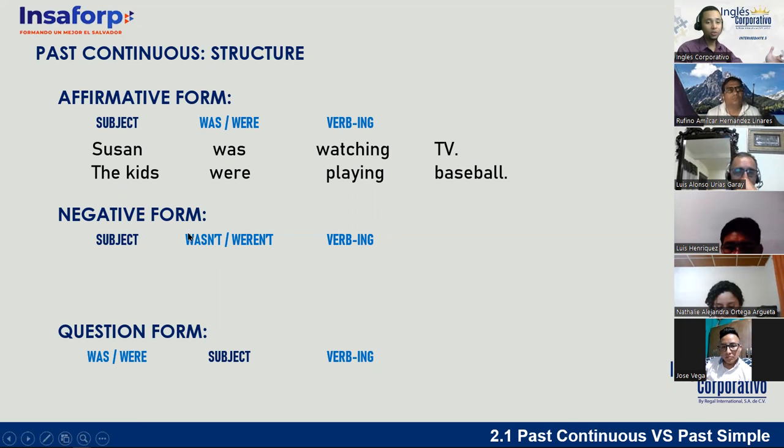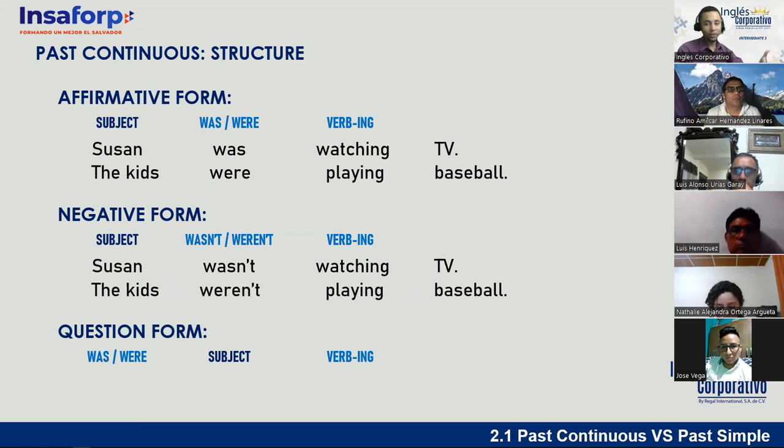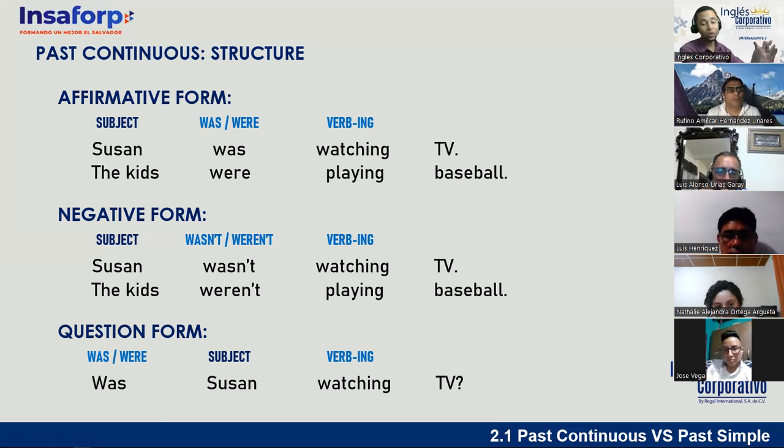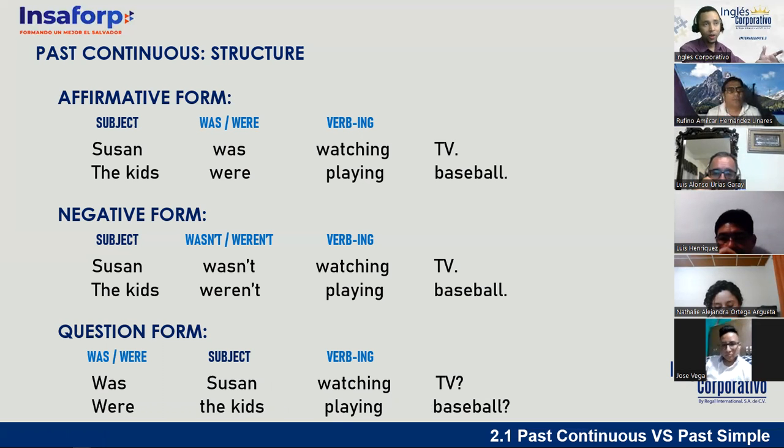In the negative form, you just need to use the negative of the verb be in the past. You need the subject plus wasn't or weren't, and then the verb in ing. Susan wasn't watching TV. The kids weren't playing baseball. And for the question form, the subject and the verb be change places. You use was or were plus the subject and then the verb in ing, and you finish with a question mark. So was Susan watching TV? Were the kids playing baseball? That's your question. Now, something that I want you to notice right here is that you use the verb in ing in all forms: affirmative, negative, and question, okay?